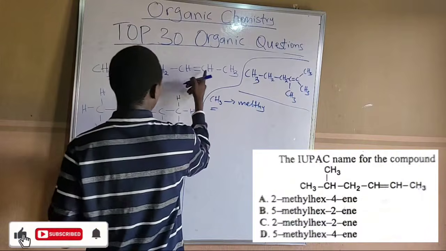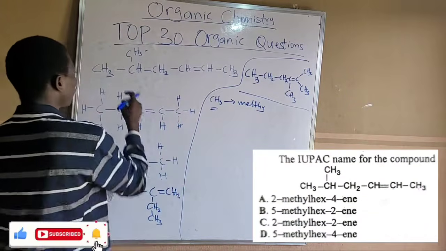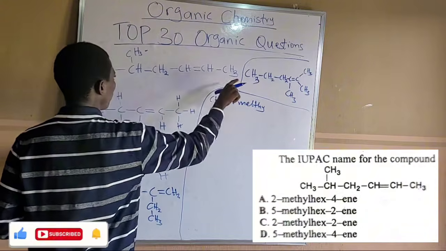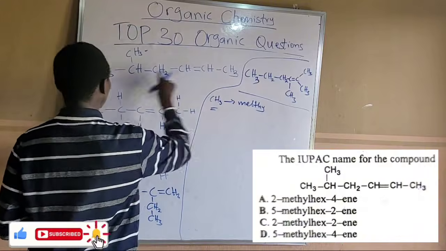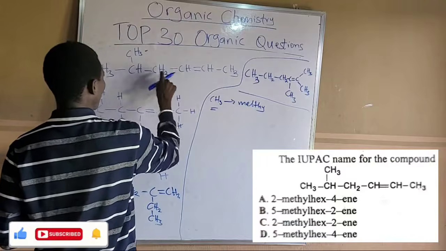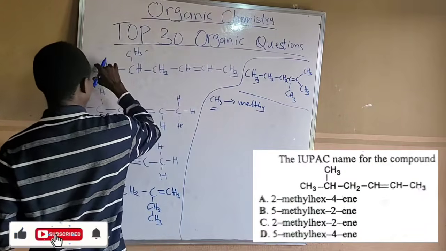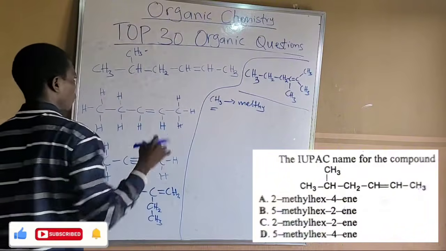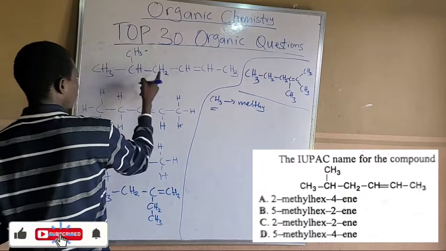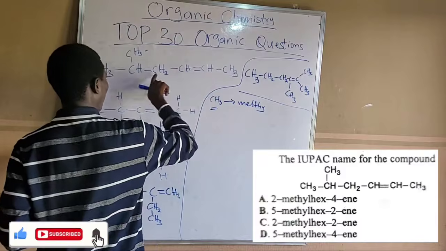1, 2, 3, 4, 5, 6. I think that is the longest carbon chain. First of all, if you want to name, you have to look at the longest carbon chain. You can go in this direction, 1 2 3 4 5 6, or come like this, 1 2 3 4 5 6. This is the longest chain. Now I can start to number those carbons as carbon 1, carbon 2, carbon 3, carbon 4, carbon 5 to carbon 6, or I can rather start here, 1 2 3 4 5 6.